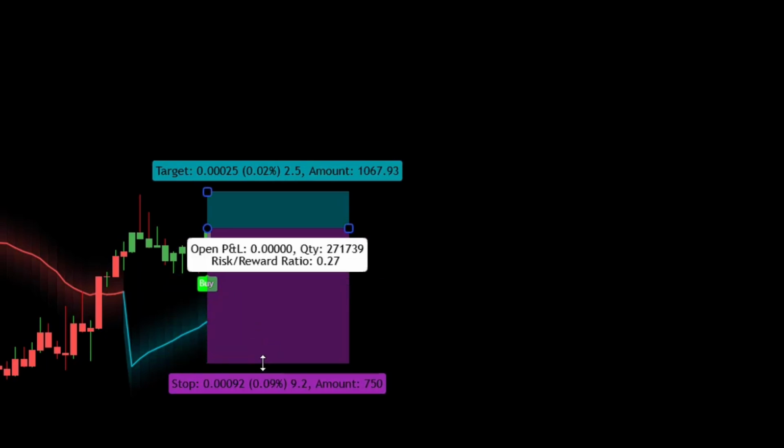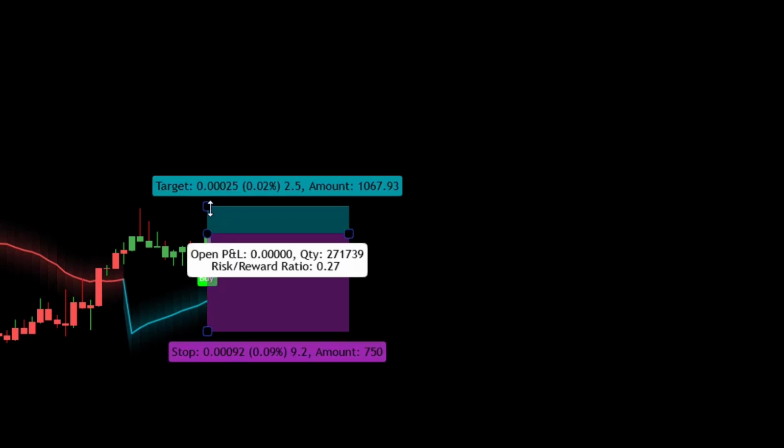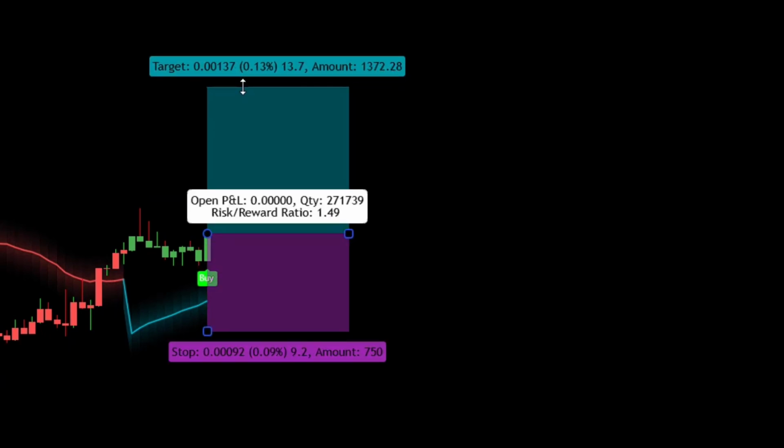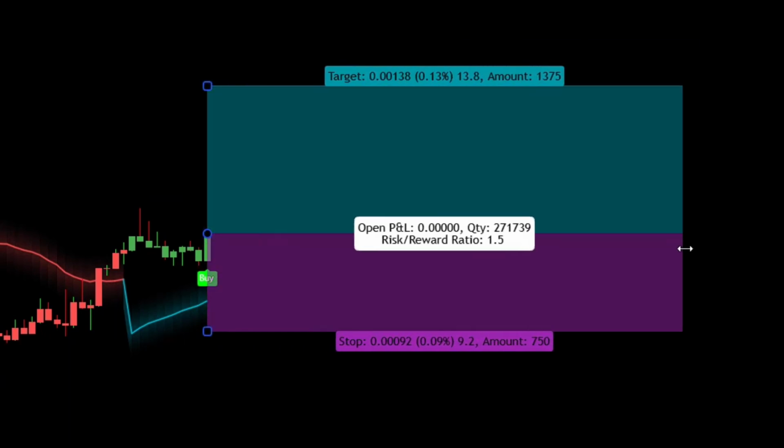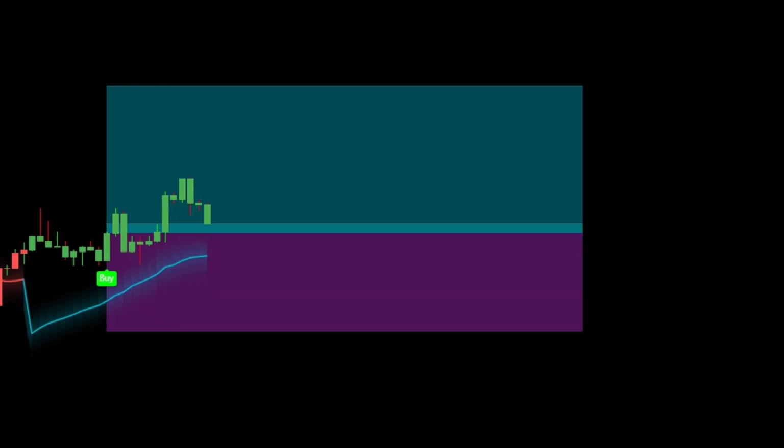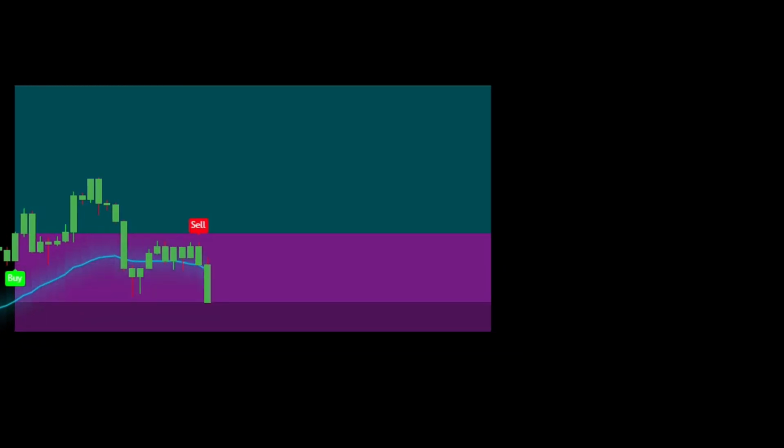To protect our trade, we'll set a stop loss, which is a predetermined point at which we'll close the trade if the market moves against us. Use the recent swing low as a reference for placing your stop loss. Finally, we'll determine the target price for closing the trade and taking profits. Aim for a risk-reward ratio of 1:1 or 2:1.